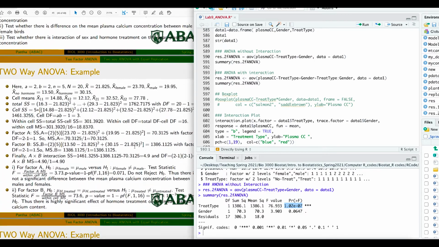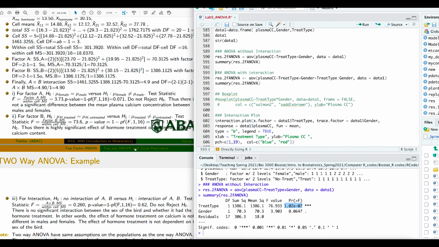The treatment type is significant, right? We see that the treatment type, meaning the factor B, has a highly significant effect. But the gender is not significant. We got 0.0647, which is greater than alpha, right?